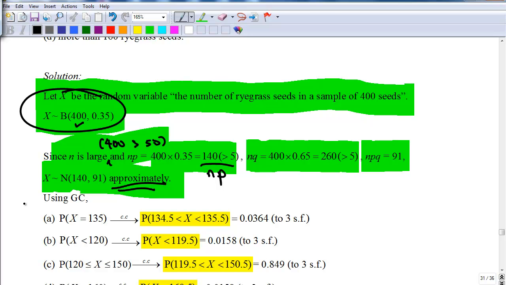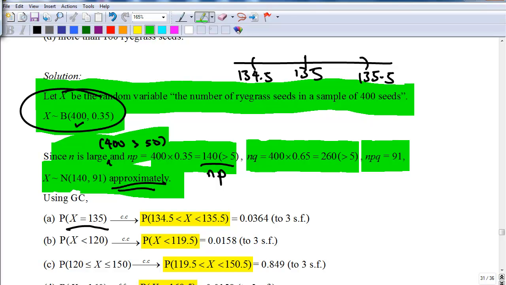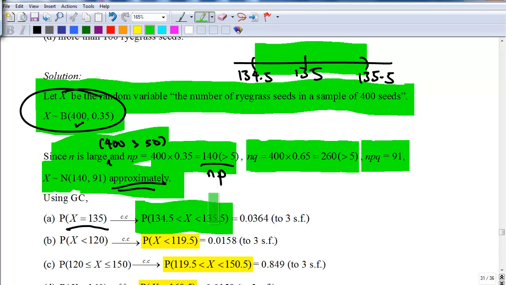So once I've got this, then I'm going to use the GC to find A, probability X equals 135. Now, I have to use my continuity correction first. The number 135 is here. Then any number between 134.5 and 135.5, when corrected to the nearest whole number, will give you 135. So that's why I will change my X equals 135 to this interval, X between 134.5 and 135.5. And then I will use my normal CDF to find the answer. Done.